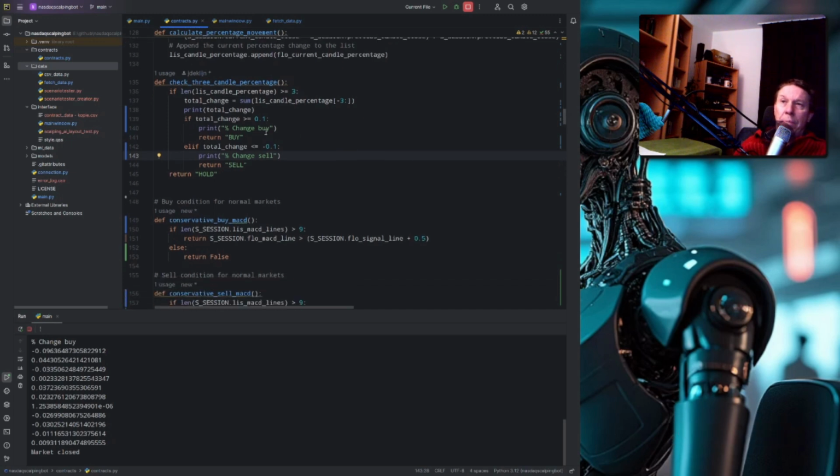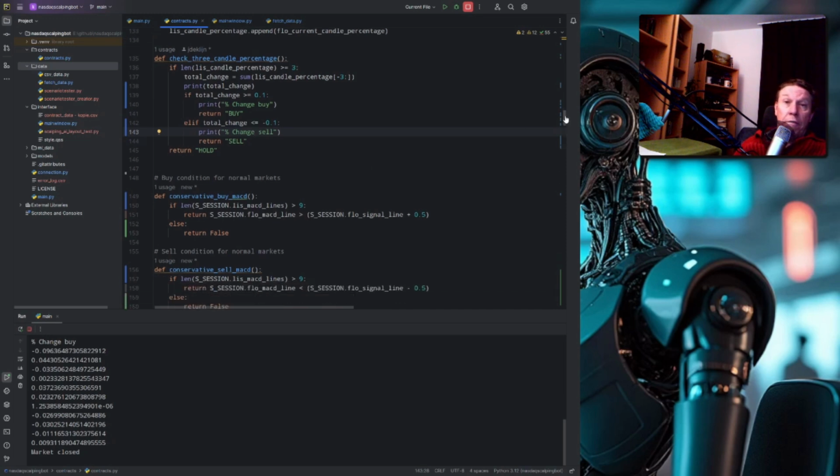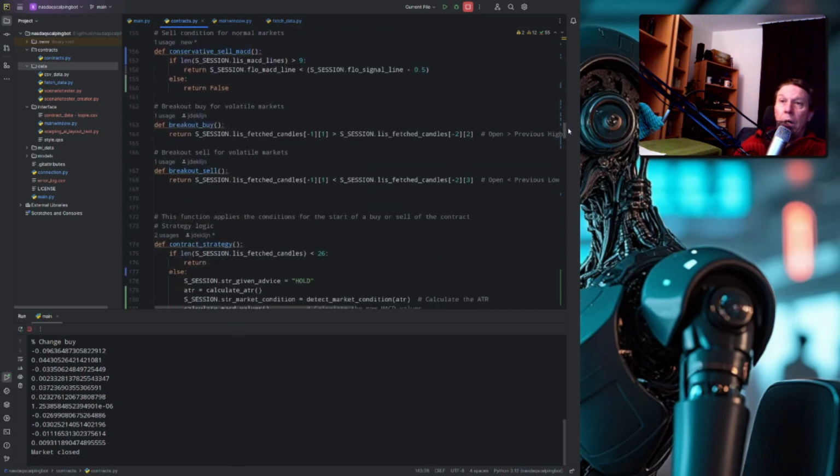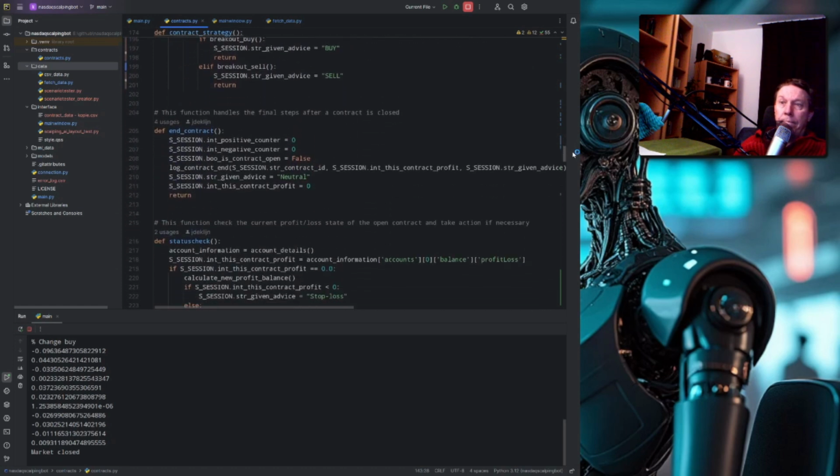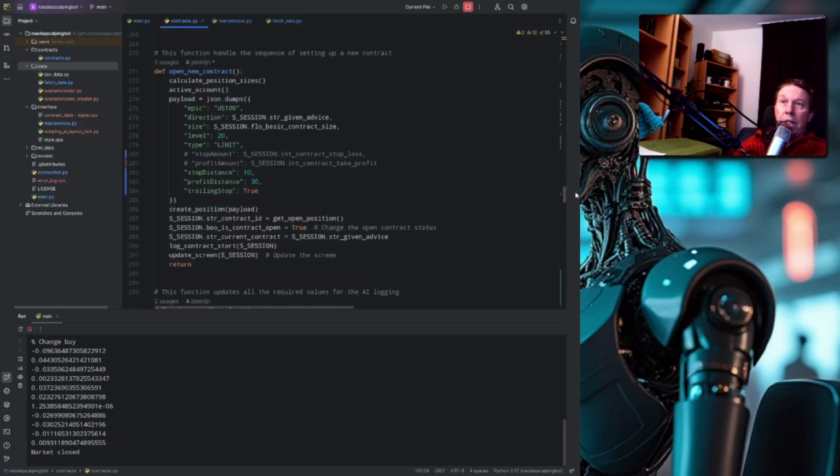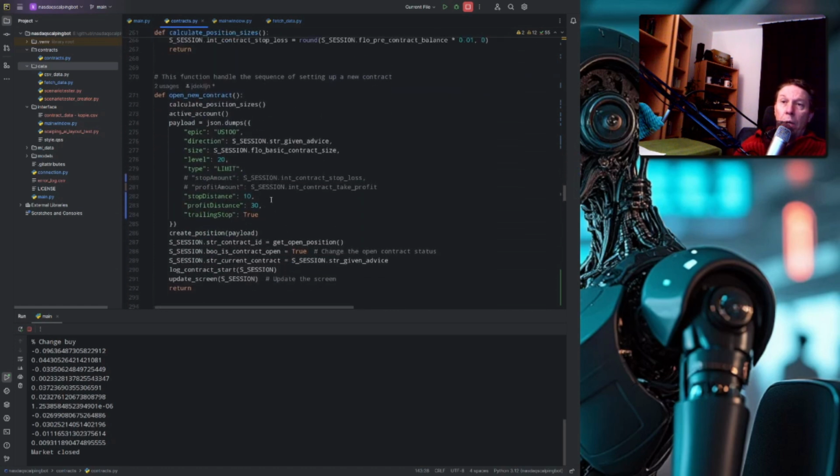I will keep this one also, just to be sure that this is a very effective means of counteracting the market. And I get back to this one, and what I noticed today was that the stop distance of 10 was not good. Well, let's take a look at the bot.